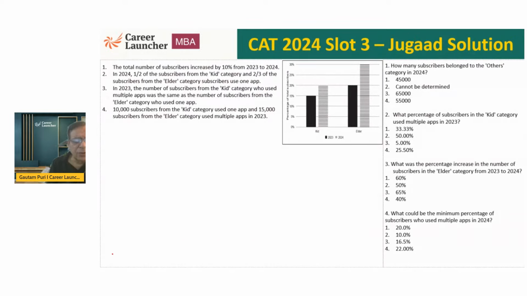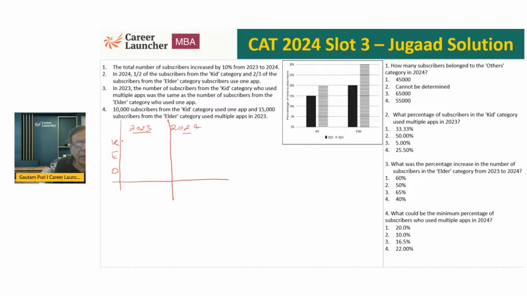Let's start with the table that we have to create in any case. So we have kids. Let me write it here. In 2023 and 2024, we have kids, elders, and others. And the data gives us the percentages.